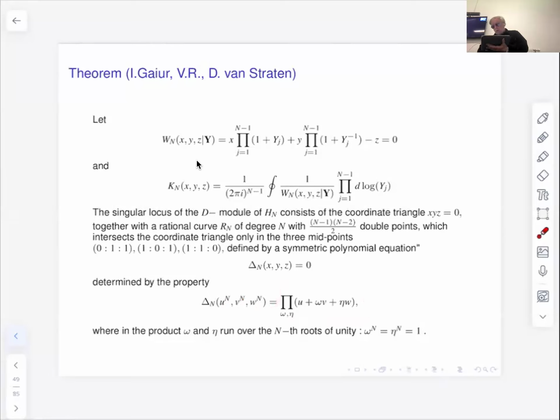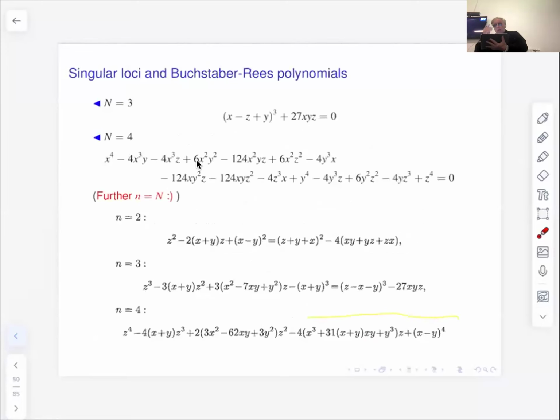And this factorization is a product of linear terms in u, v, and w with coefficients omega and eta, where omega and eta run over all roots of unity of degree n. So it's a beautiful analog of the Fermat configuration. And now, look, it is a fantastic observation. I just want to say that I'm very, very proud that I have found this correspondence with the so-called Buchstaber-Rees polynomial.